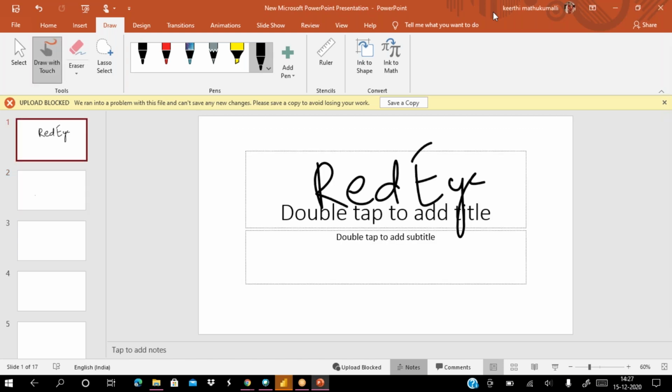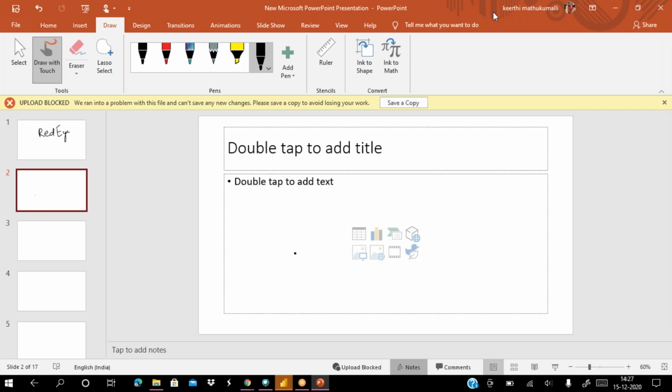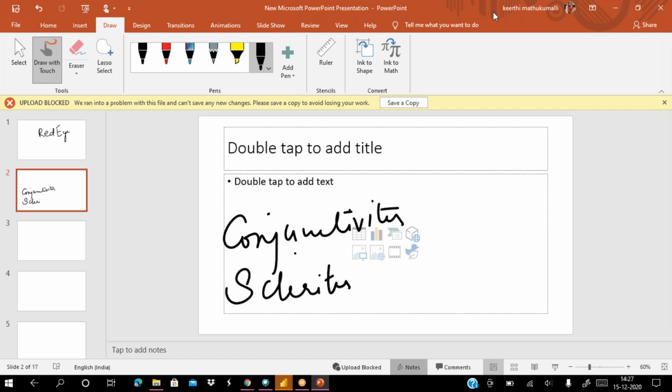So today's topic is red eye. Can anybody tell a few causes of red eye? Whatever you know about red eye, just a few causes. Allergies, conjunctivitis. Conjunctivitis, very good. Anything else? Scleritis. Scleritis and episcleritis, right? Anything else?